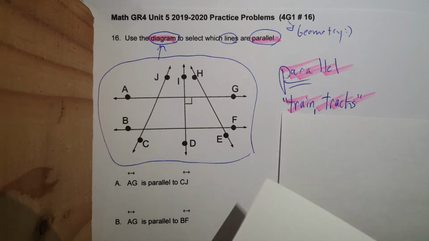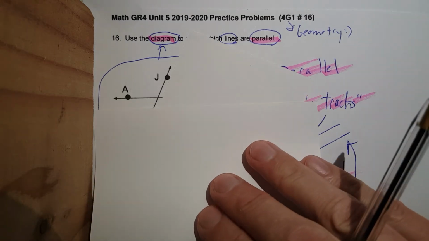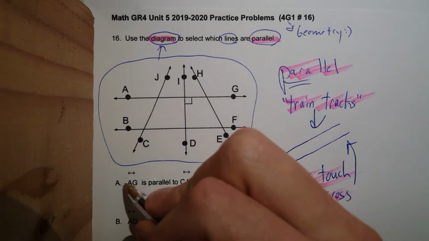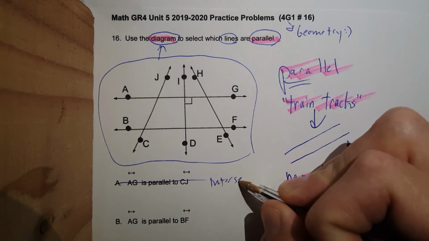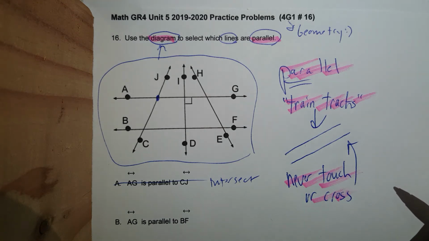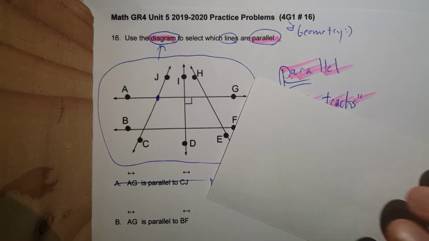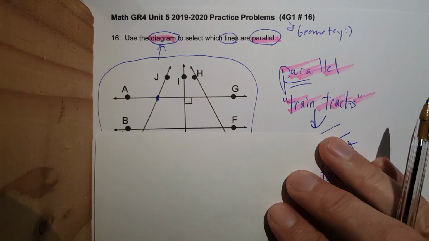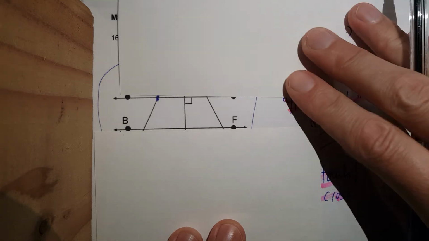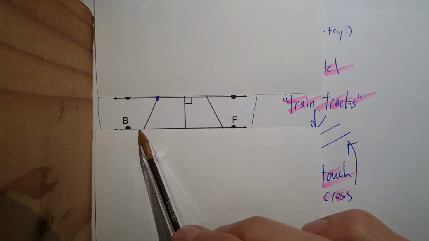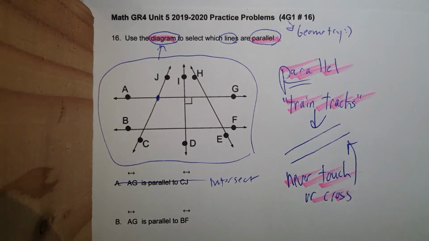Here's AG. Here's CJ. Wait, they cross. There's no way they intersect. See that? Right here they cross. I'm going to put a little blue line. No! Next one we have AG is parallel to BF. So we have AG again. See how the A is right here, the G is right here? BF. Wait. Oh, look at that. They are never touching. They're the same exact distance. They are parallel.